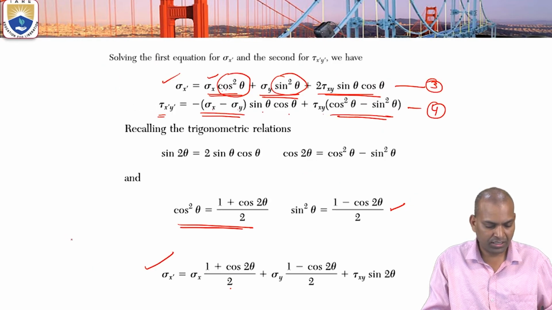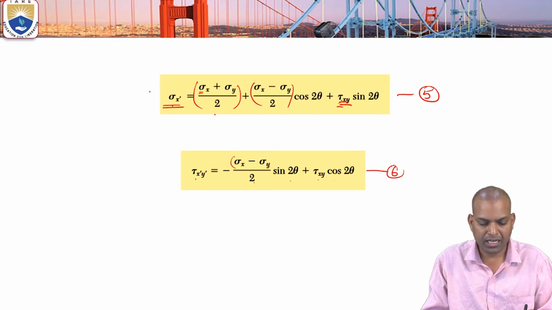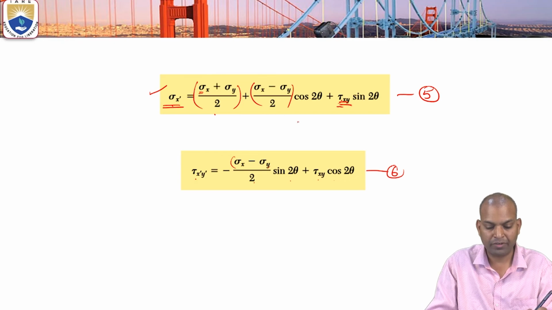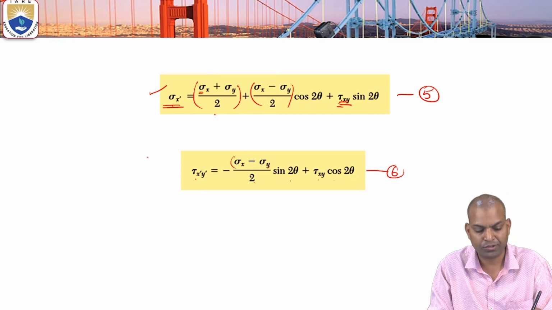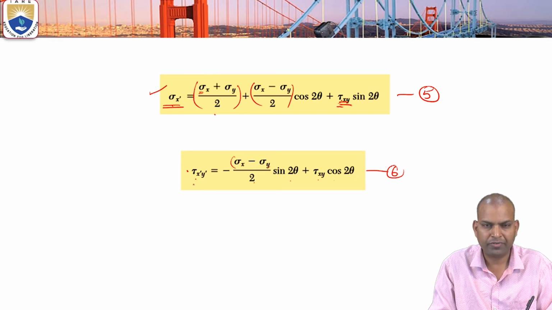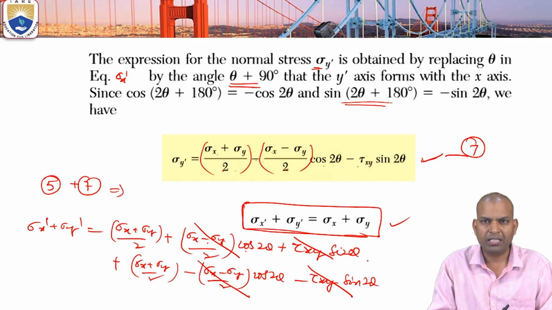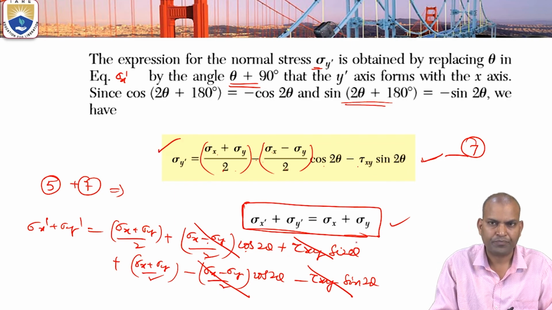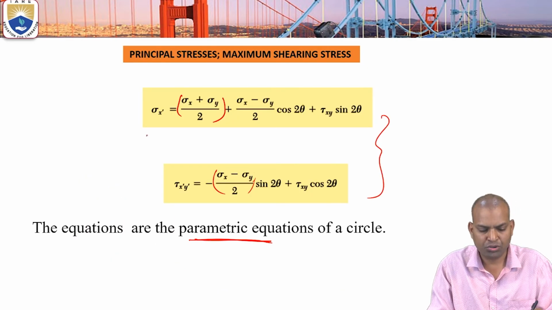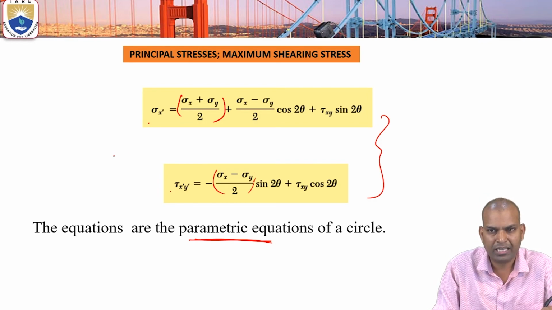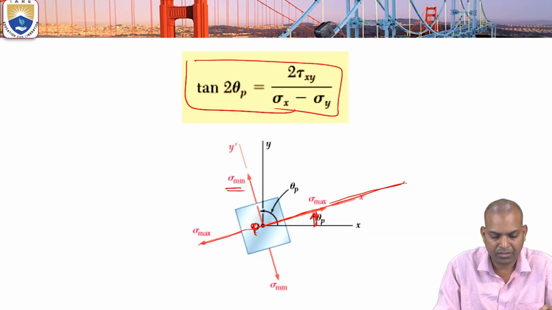After calculating this, sigma x dash equals sigma x plus sigma y by 2, plus sigma x minus sigma y by 2 times cos 2 theta, plus tau xy sin 2 theta, and tau x dash y dash is also found in terms of sigma x, sigma y and tau xy. Similarly sigma y dash is calculated. These two equations, sigma x dash and tau x dash y dash, are known as parametric equations, that means of a circle. From this the Mohr circle can be drawn.